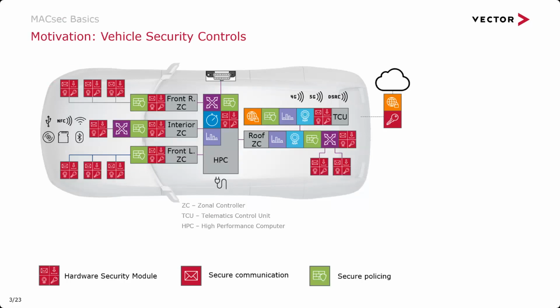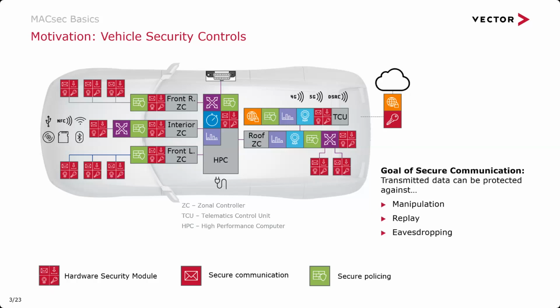So before we dive into the topic, let's look at the big picture here for MACsec. When we see a vehicle architecture, we see a lot of different ECUs in the vehicle, and we also see many different security controls that are distributed across these ECUs. So we see things like hardware security modules, secure communication protocols overall, and secure policing, which is, for example, in diagnostic access control, in access control for service-oriented communication, and so on. And MACsec is one way to realize a secure communication between different ECUs. So what MACsec can protect against is manipulation of data on a network bus, replay of old data, and also eavesdropping of data.